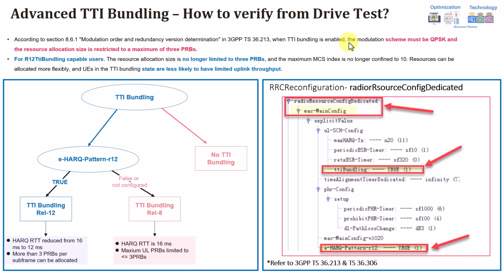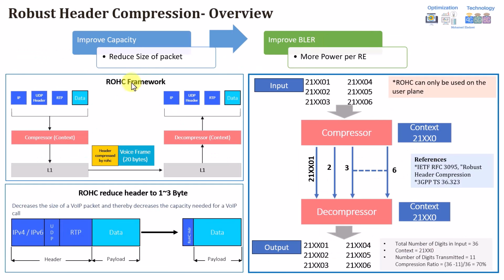Now let's move forward to the second feature, which is robust header compression. Okay, now it's about robust header compression. This is also a standard feature which is usually enabled by default. You just need to check or make an audit for your network, but usually this is enabled. But let's explain how this feature works and what kind of improvement we can get whenever we enable this feature, and how also to verify from the drive test whether the feature is enabled or supported by the users or not.